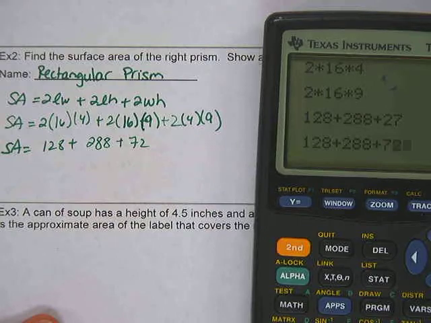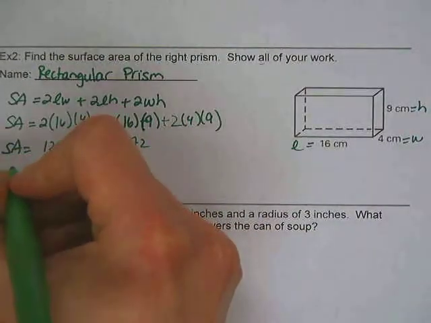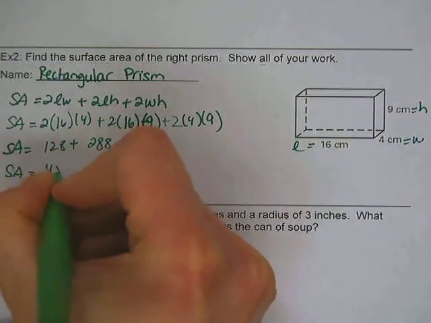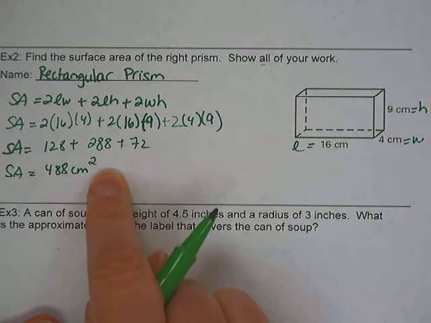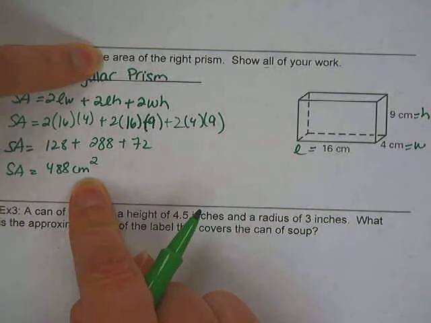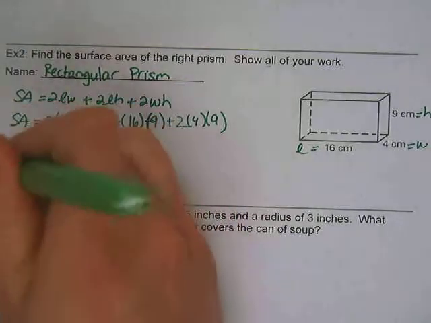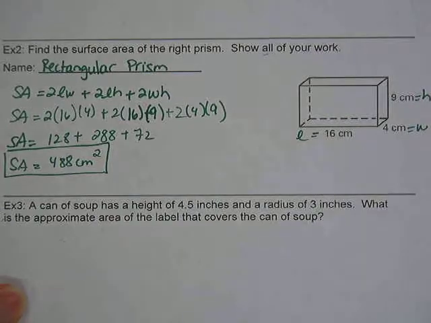Oopsies, I typed that in wrong. Always a good idea to make sure you're paying attention. So we have 488 for the surface area. Now your units are going to be centimeters squared. So any units that have an area associated with it is going to be a centimeter squared or inches squared or feet squared type of answer.